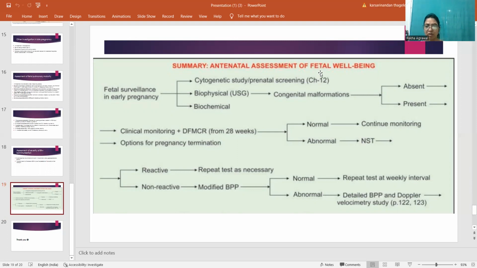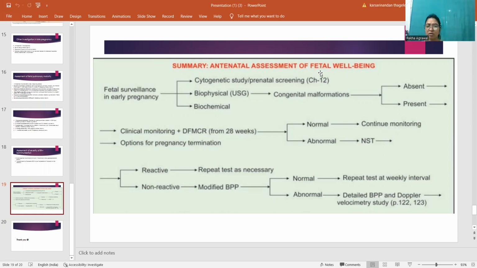Then clinical monitoring is very important, plus daily fetal movement count after 28 weeks of pregnancy. If there is something abnormal, we can give the option of pregnancy termination. If the daily fetal movement count is normal, then we can continue the regular follow-ups and checkups in the pregnancy and in the term. If it is abnormal, then we go for the NST, and further management will depend on the report of the NST and BPP.